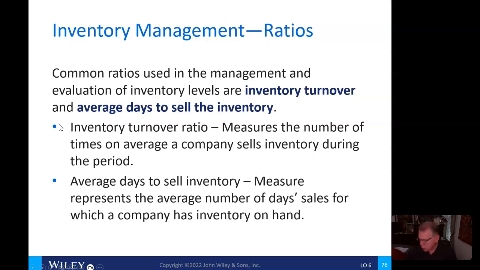And of course, you can use page 4-34, so you don't need to memorize all these ratio formulas. But I do want you to know what they mean. And here, that means it measures the number of times on average a company sells inventory during the period. For me, that's a little difficult to relate to. I much prefer the average days to sell inventory, and that represents, I should say, the average number of days sales for which a company has inventory on hand.